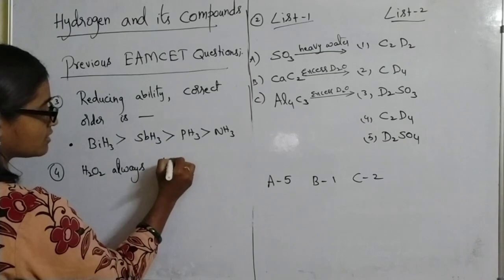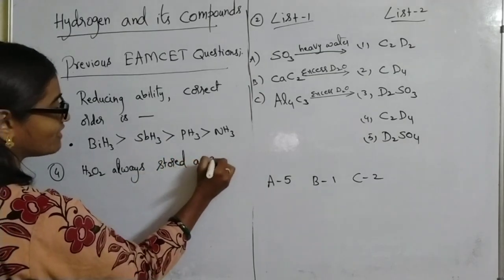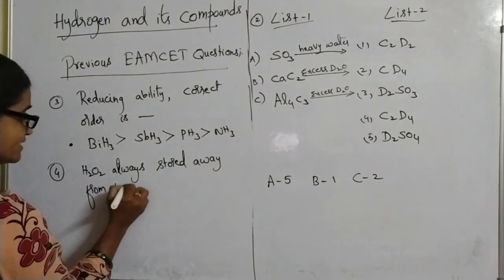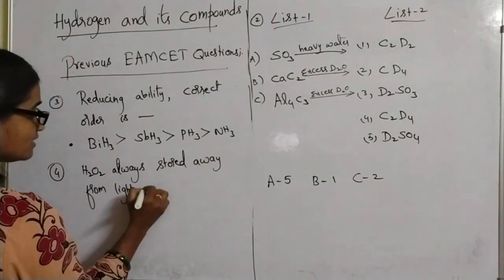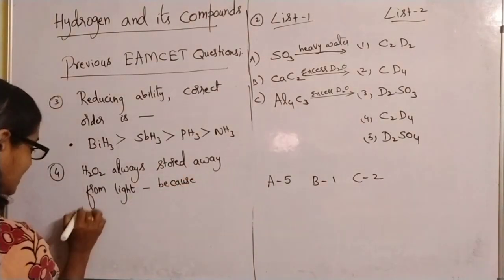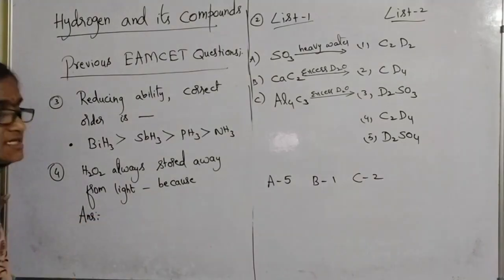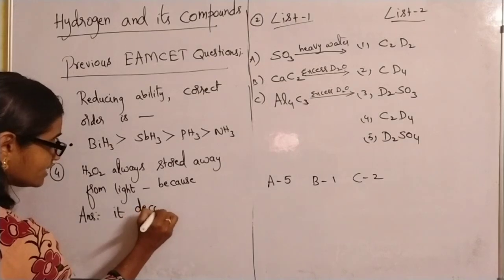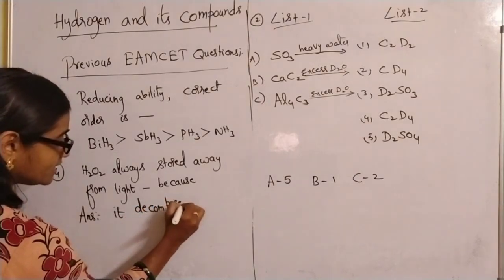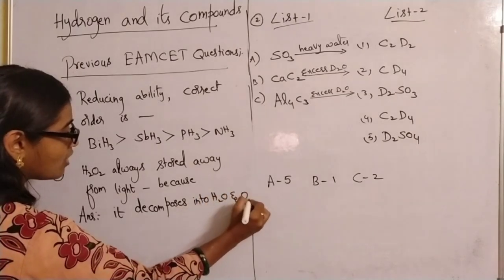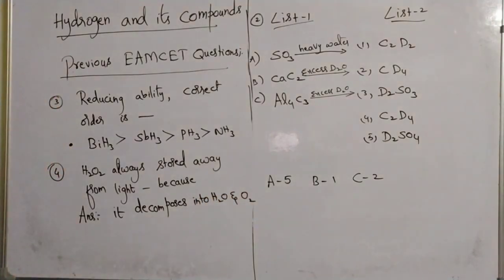Always stored away from light. Why away from light? Why will we store H2O2 away from light? Because the correct answer is what? It decomposes into H2O and oxygen, O2. It decomposes into what? H2O and O2.